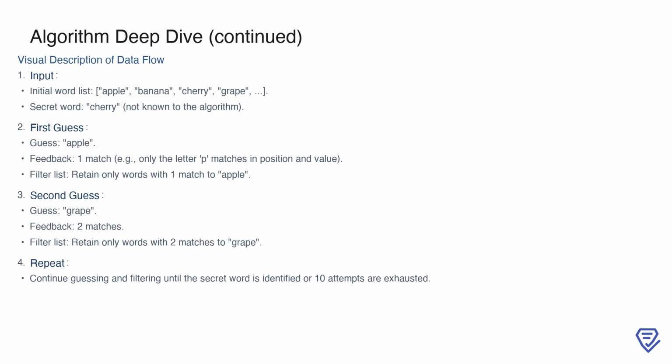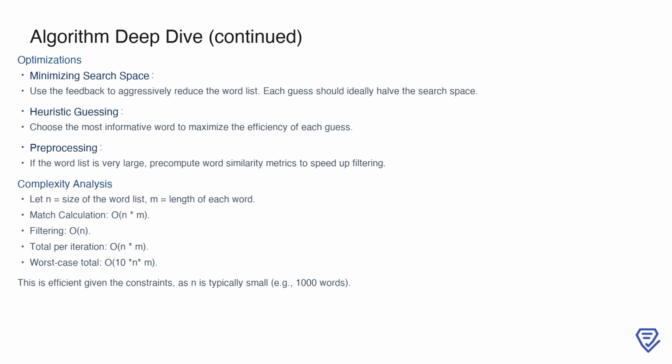Next, we make a second guess, perhaps grape. If the feedback is two matches, we filter the list again to keep only words with two matches to grape. This process continues until either the secret word is identified or we exhaust the maximum of 10 attempts. Each guess and feedback cycle helps refine the word list, bringing us closer to the solution while adhering to the constraints.